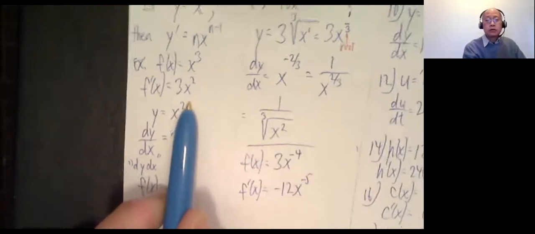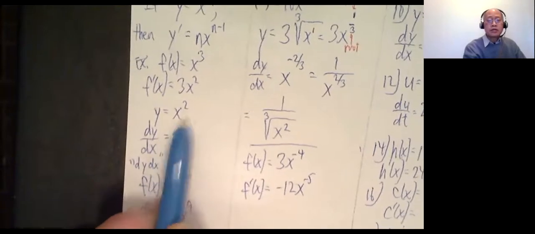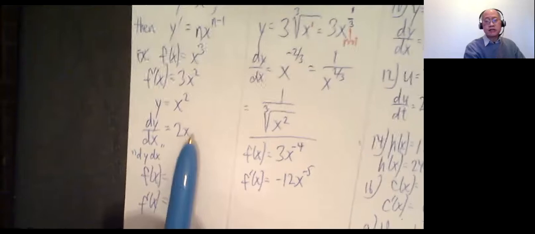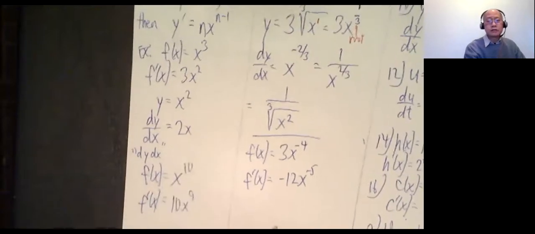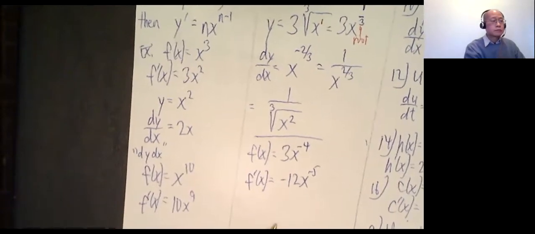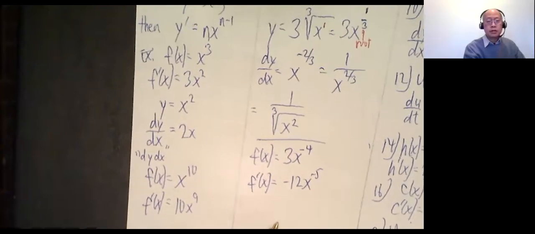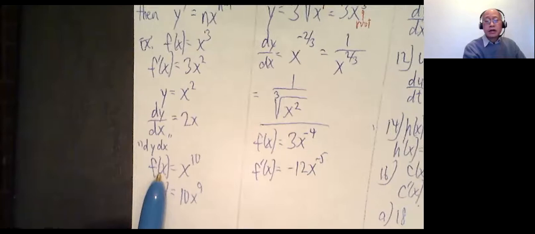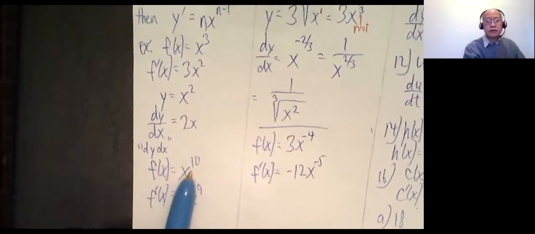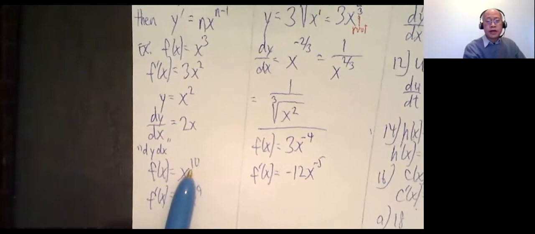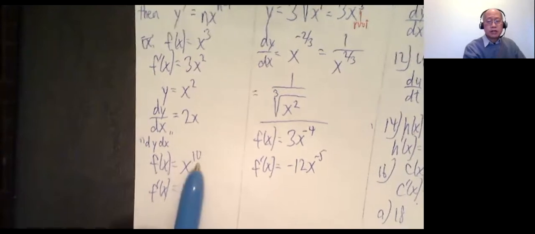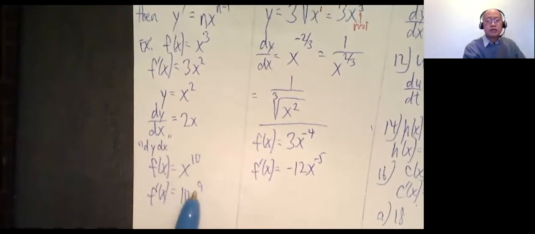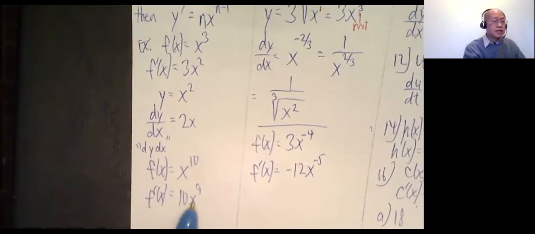Okay, so 2 comes down. X to the 2 minus 1 is 1. But if the exponent is 1, you usually just leave it off. So the derivative is 2x. Another example. F of x equals x to the 10th. What's the derivative of x to the 10th? F prime of x. So 10 comes down. X to the 10 minus 1 is 9. So 10x to the 9th power.